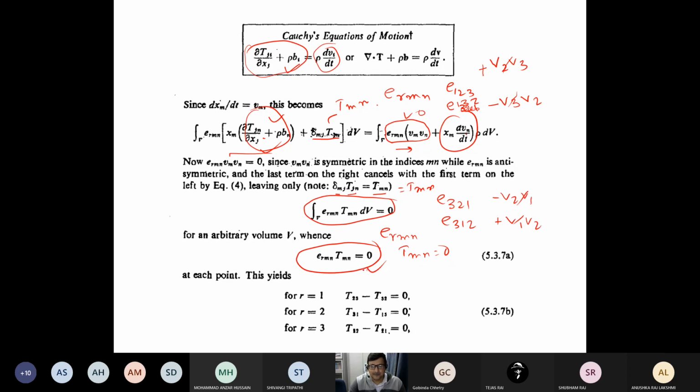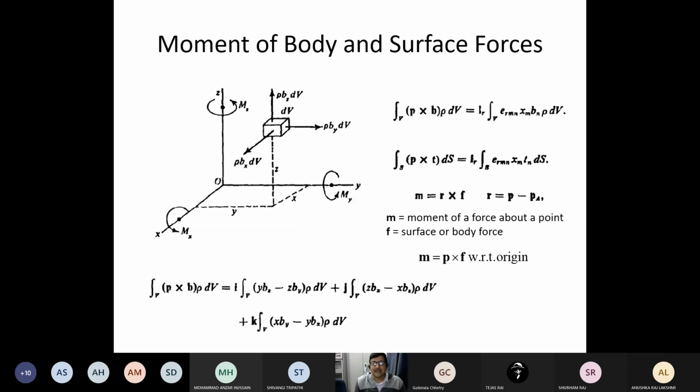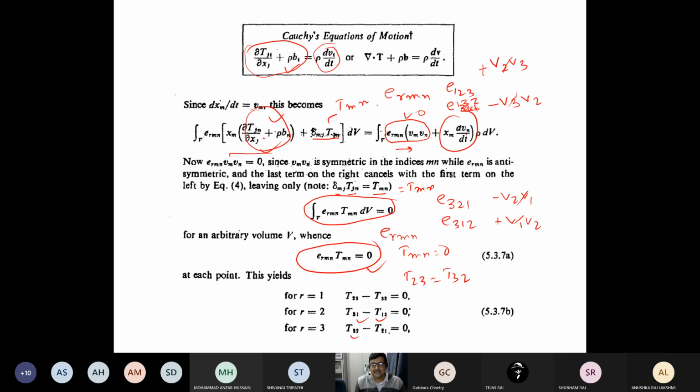What does it mean? You will find for r equal to 1 that T23 is equal to T32. Okay, T31 equal to T13. So in your Cauchy stress, when you are saying that these two are equal, these two are equal, and these two are equal, what you are considering is a balance of angular momentum enforced into your stress tensor. So the symmetry of the stress tensor is coming from where? From the angular momentum balance.